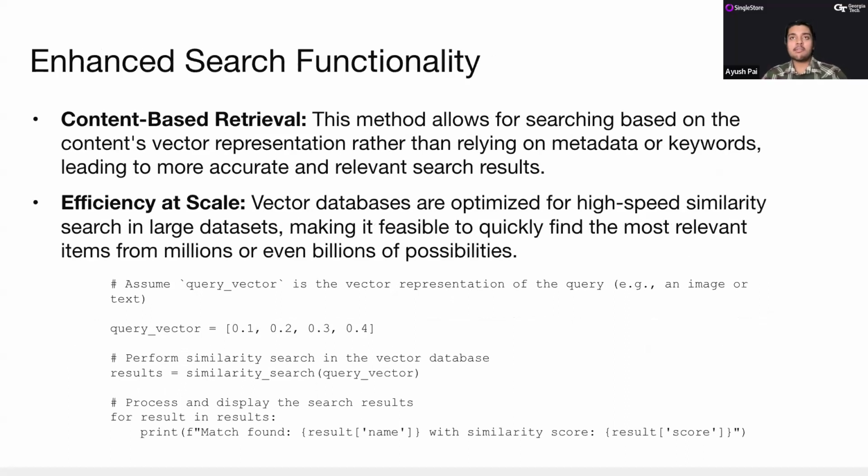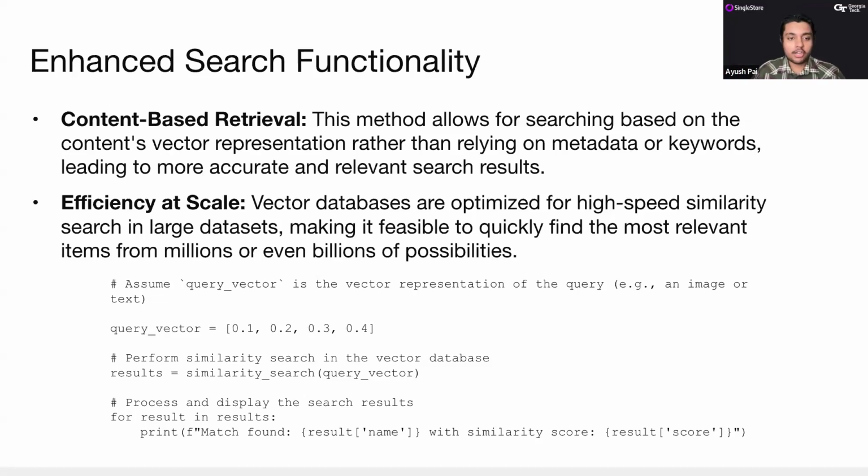So here are some code examples of what we were talking about. Enhanced search functionality: content-based retrieval is a method that relies on searching using the content's vector representation rather than traditional metadata or keywords. This approach yields more precise and contextually relevant search results by comparing the content's essence in a multidimensional vector space. Vector databases demonstrate their strength and efficiency at scale, as they're specifically tailored for high speed search. That's why you can enhance the search functionality: instead of finding exact matches, you can find a lot of close, similar results. This efficiency is achieved through sophisticated indexing and querying techniques that are optimized for vector data.